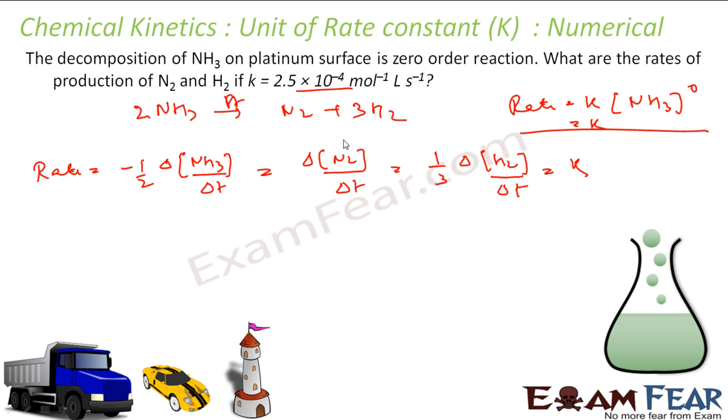What we have to find? We have to find the rates of production of this. So this is nothing but K, and that is nothing but the given 2.5 into 10 to the power minus 4 moles per liter. This is zero order, right? It will be moles per liter per second.